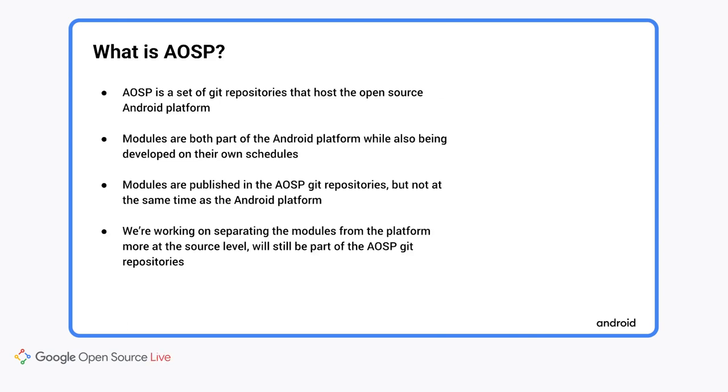As we move to modules, they're both part of the Android platform, as they contain really important aspects of it, like the runtime. But they are developed on their own schedules and released independently, both as binaries and as source code. We do release the source code to the AOSP Git repositories, but that does often happen at a different time than the Android platform. So as we're talking about AOSP here, there's a bit of an evolution that's happening as we're separating out the modules. AOSP becomes a place to host the modules as well as the rest of the platform that's not been modularized. We are working on separating out the branches, so it's much easier for you to get modules if that's what you're interested in, and you don't have to download a branch that has the entire platform.